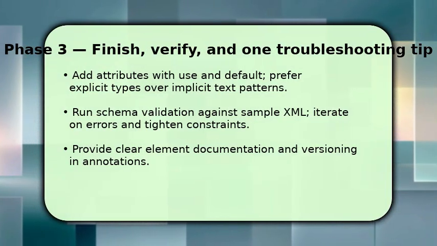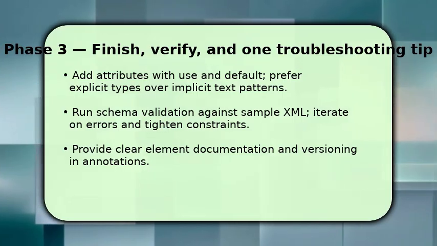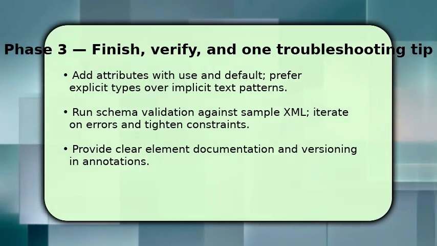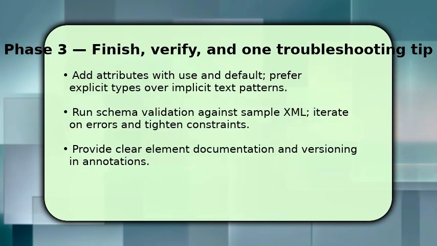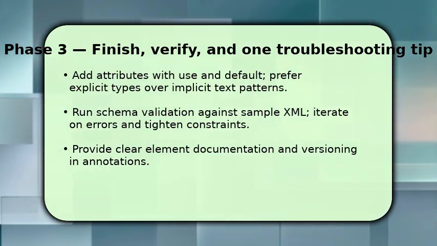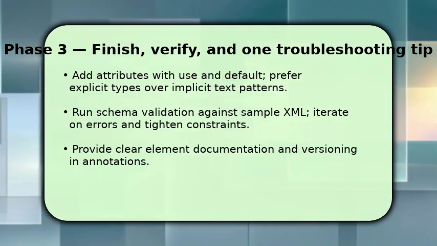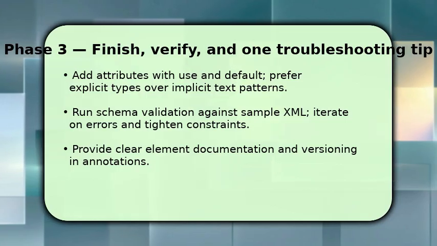Finish by validating and polishing. You should add attributes, supply default values where sensible, and include xsd:annotation for author intent. Next, run validation with representative XML instances, fix structural mismatches, and tighten constraints gradually to avoid false negatives. Once passing, increment the schema version and freeze the namespace policy.